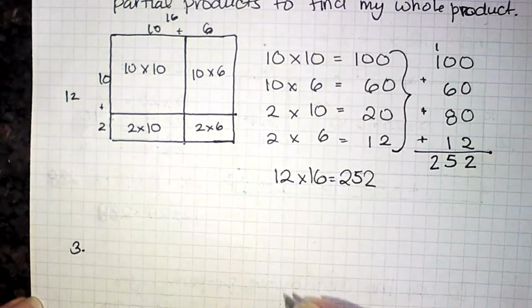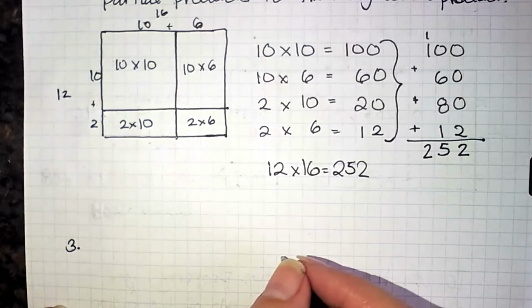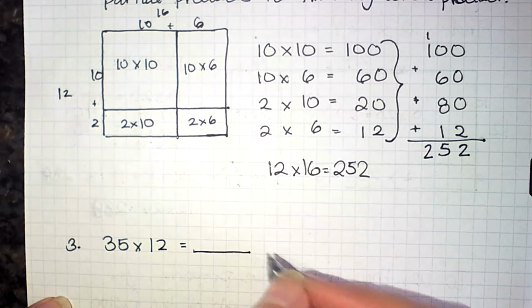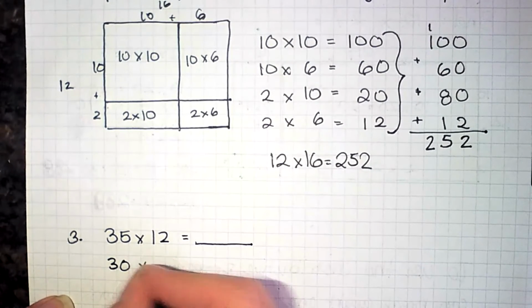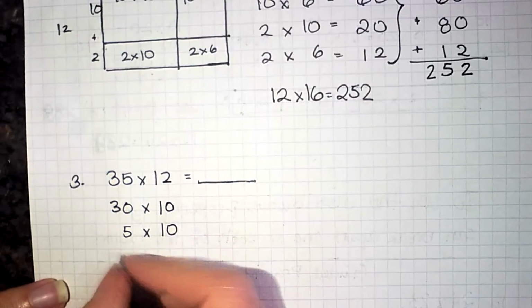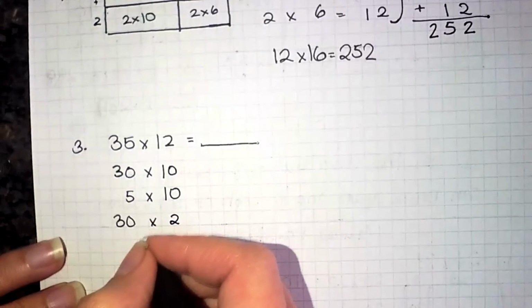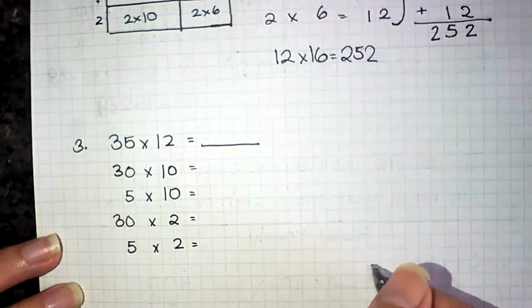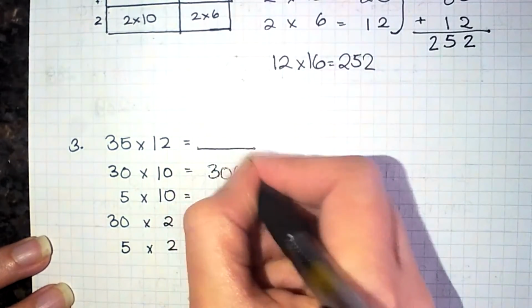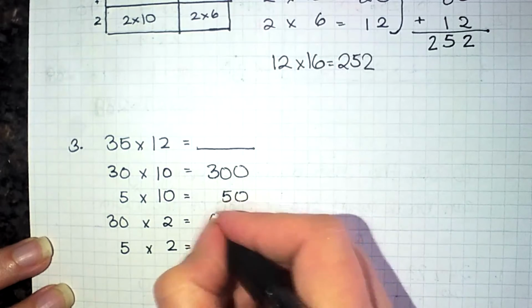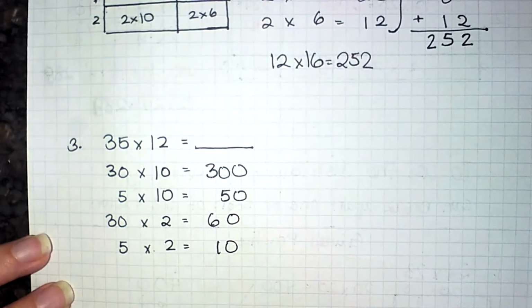All right, now for number 3, our last question. Number 3 says use the area model and distributive property to find 35 times 12. So in order to find this, they gave us the smaller parts that we need to do. So 30 times 10, 5 times 10, 30 times 2, and then 5 times 2. So we need to find those partial products first and then add them together. So 30 times 10 is 300. 3 times 1 is 3, plus those 2 zeros. 5 times 10 is 50. 30 times 2 is 60, because we know 3 times 2 is 6, and 5 times 2 is 10.